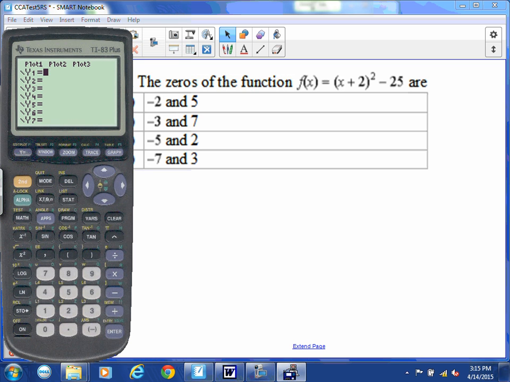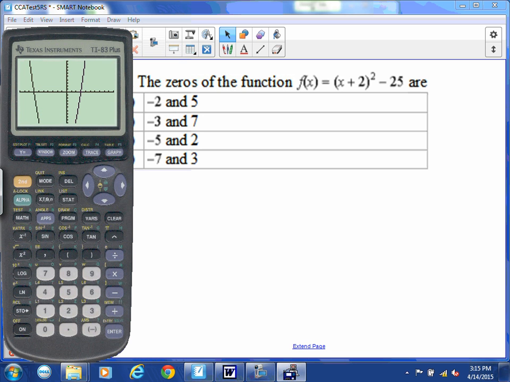Because looking at my answers, they're whole numbers, they're integers. So, I'm going to type in the problem, y equals x plus 2 squared minus 25. I'm going to look at my graph. I don't have a good graph right now because I was messing around with my scatter plots. So I'm going to go to zoom 6 to find a nice one. Zoom 6 is standard. That'll give you a nice picture.